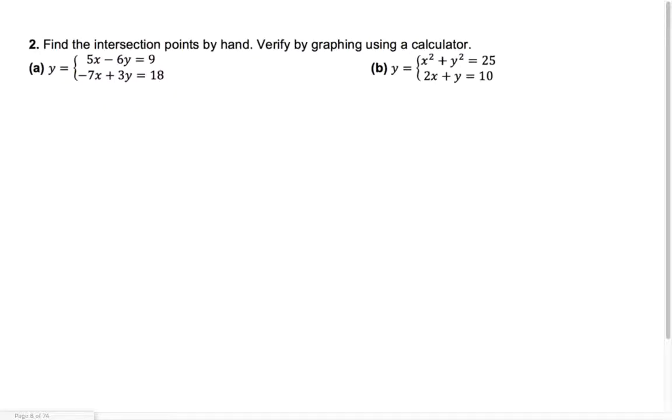All right, so find the intersection points by hand. I don't know why it says y equals here. That drives me nuts. No y equals. I must have typed it in weird. I don't know what I did.